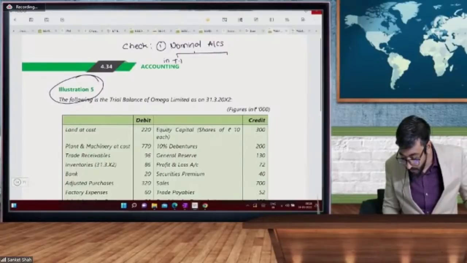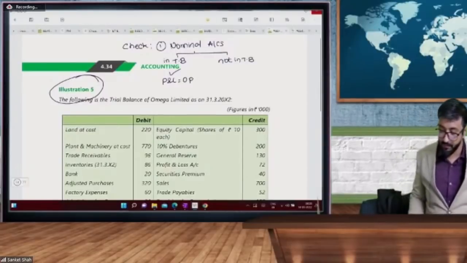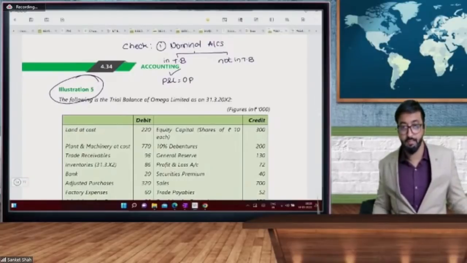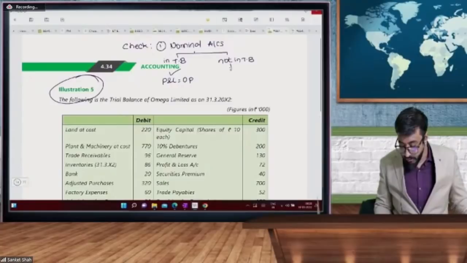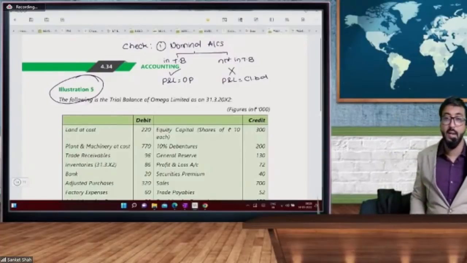In trial balance, if nominal accounts are in the trial balance, then P&L is equal to opening balance. Normally, I'm giving you techniques. If they are not in trial balance, then P&L is the closing balance, because already P&L is prepared.